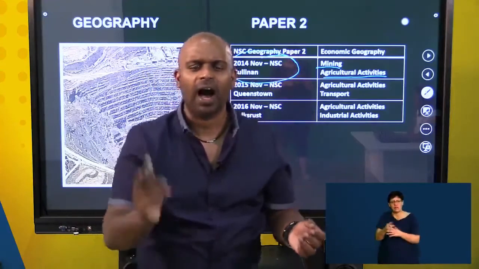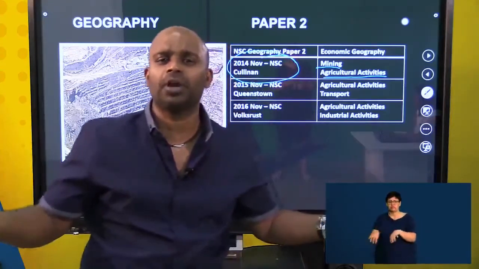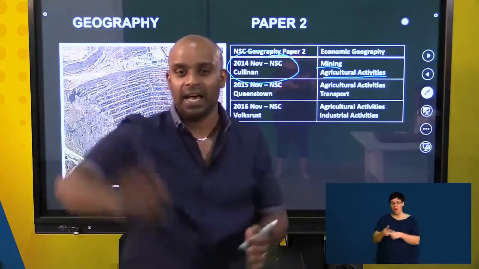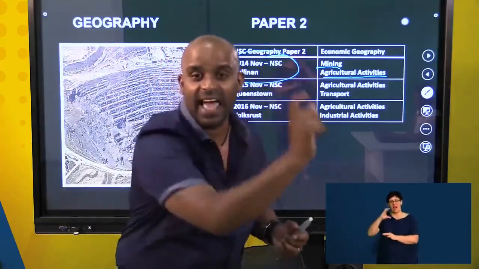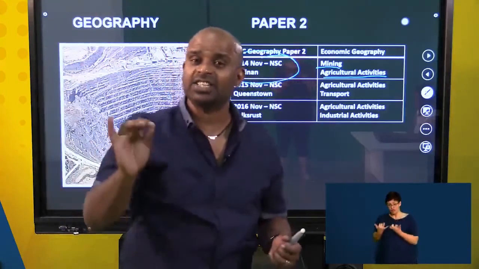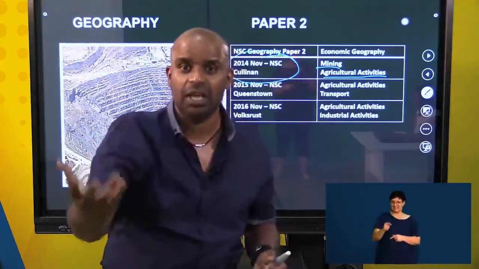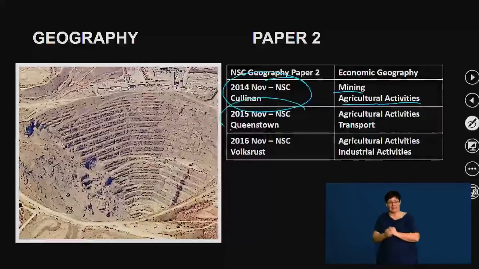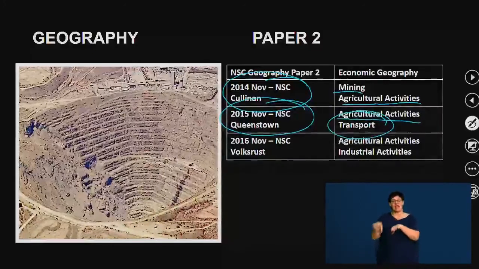What about agricultural activities? Crop farming. How do you identify crop farming on a map? Excellent. Yes, cultivated land. Reference cultivated land as green on a map. The more greenery on a map, the greater the chances of cultivation, meaning farming is taking place. In this 2015 map, again, agricultural activities as well as transport.